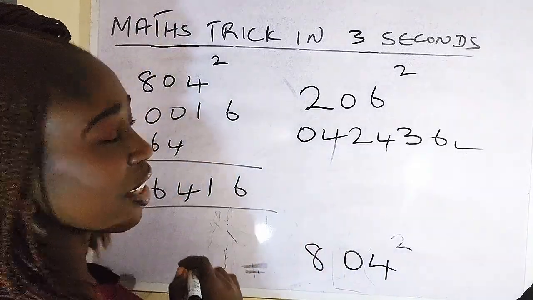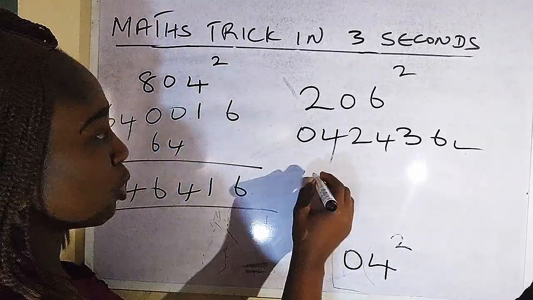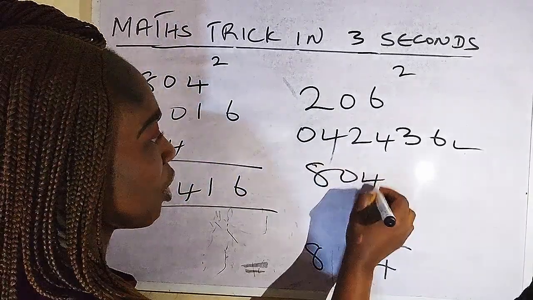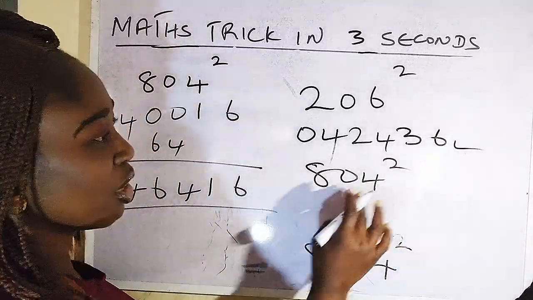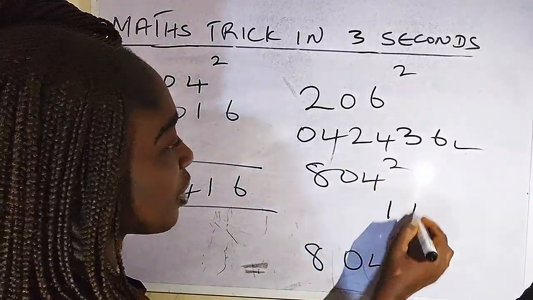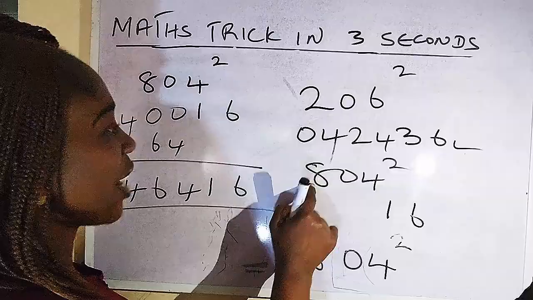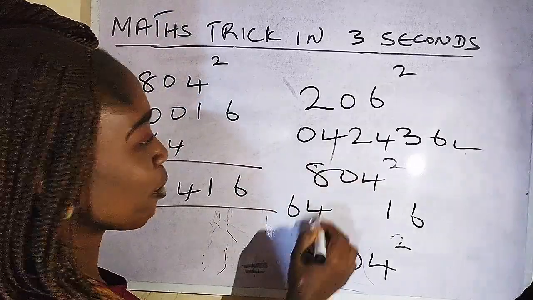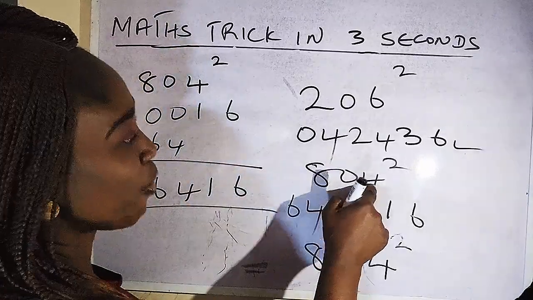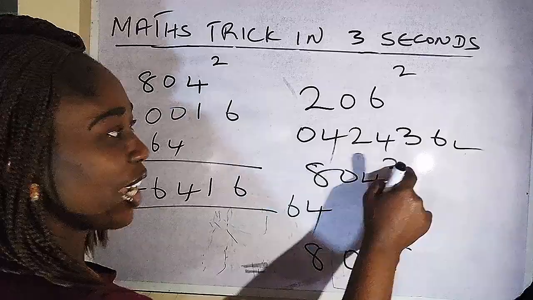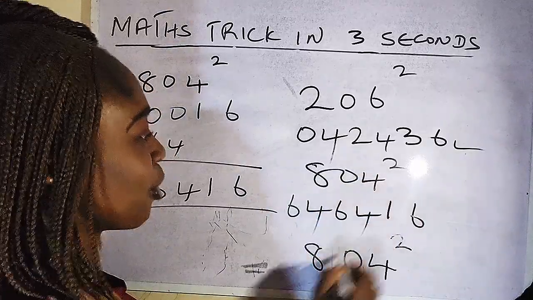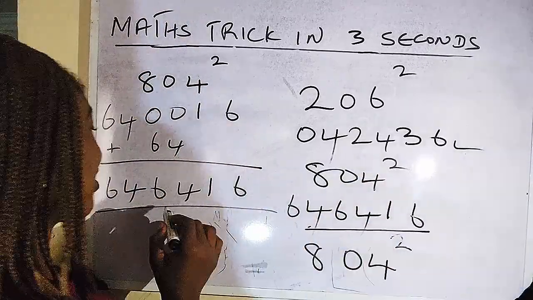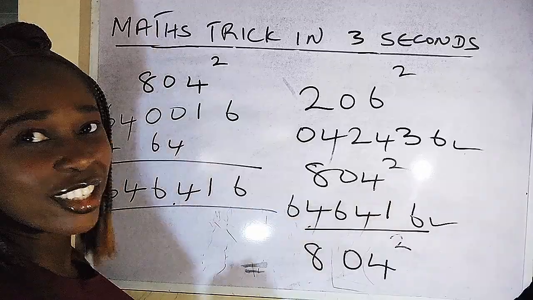Let's look at this classwork I gave to you. 804 raised to the power 2. 4 raised to the power 2, 16. 8 raised to the power 2, 64. 8 times 4, 32, and times 2, 64. Find out that this answer is the same with this, and it is very easy.